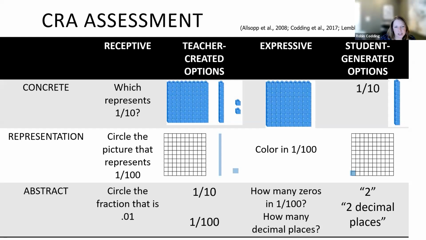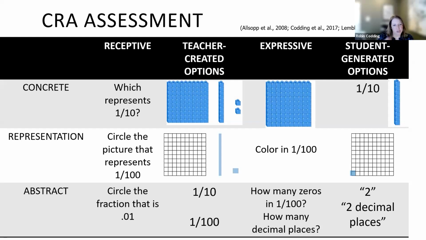Then with the representation, you're now not using a concrete option. You don't have those blocks anymore. You are going to ask them to circle the picture that represents, for example, 1/100th. And so they are going to properly circle which of these three represents that. And then the expressive task would be to color in 1/100th on this grid. So you can see the difference in the tasks across representations is that one is three-dimensional, the other is two-dimensional, and then they have a receptive task. They're just given several options and they're supposed to choose the correct one, or they have to create the answer.